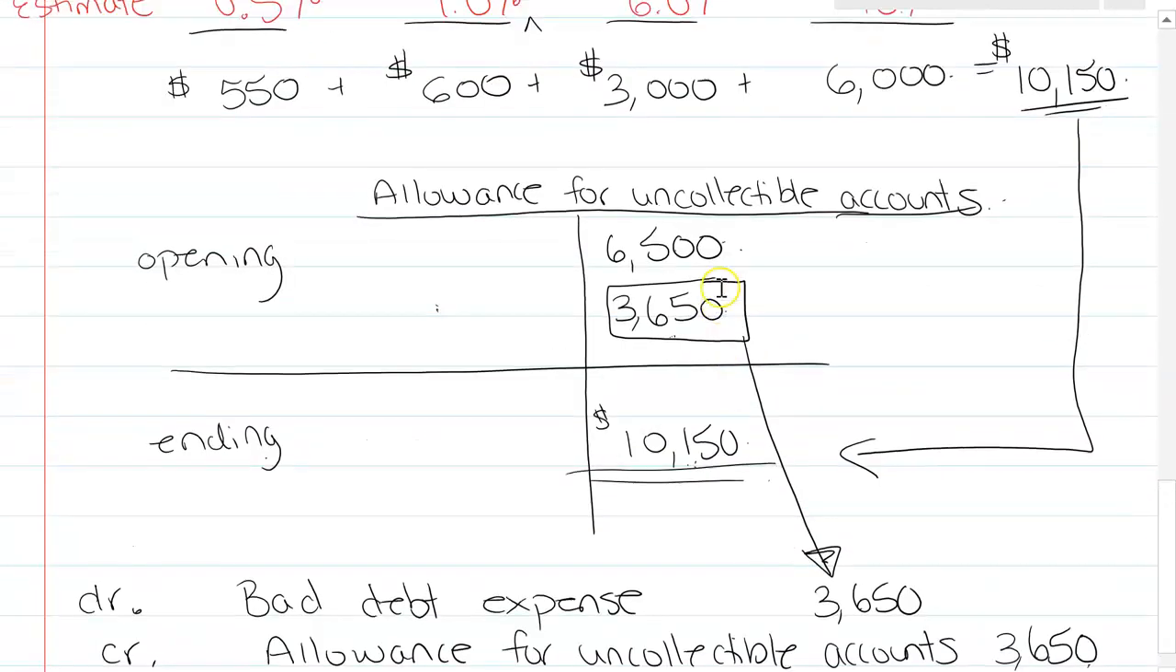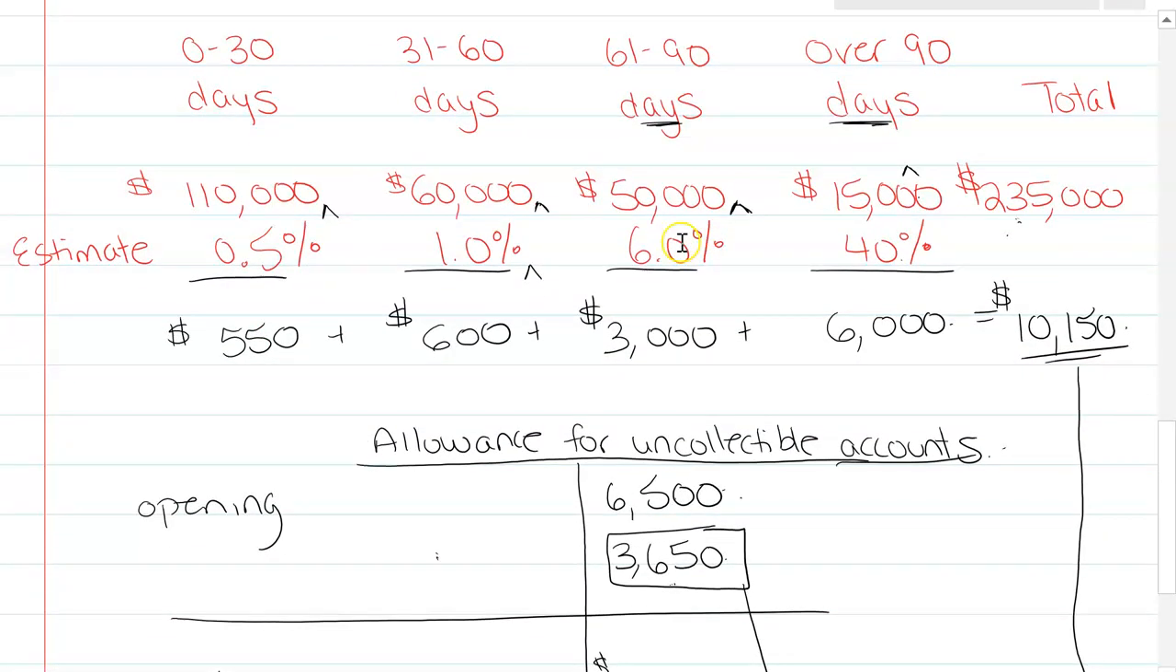So if I was to put the balance sheet together, my net accounts receivable would be the 235 minus the 10,150. So my net accounts receivable on my balance sheet will be 224,850. So we just joined the accounts receivable and this contra accounts receivable account together and then report the difference.